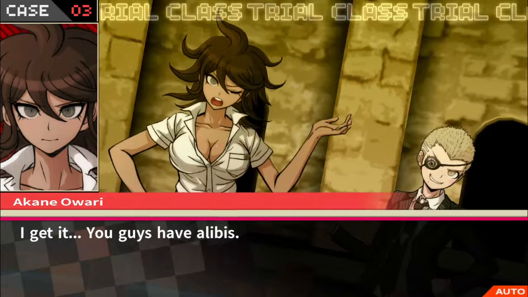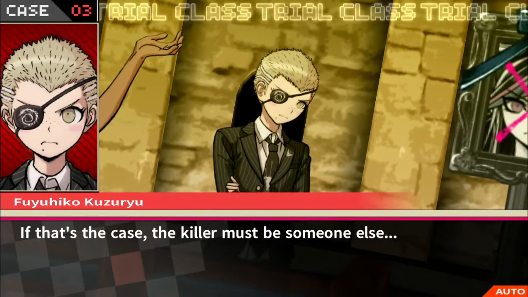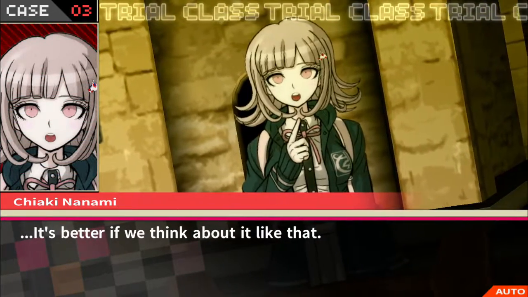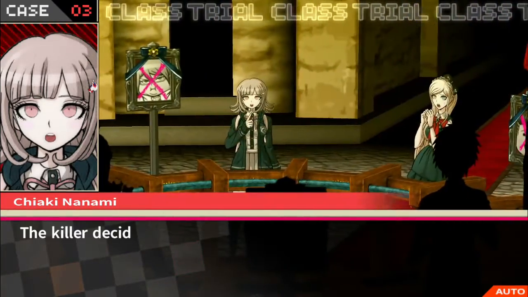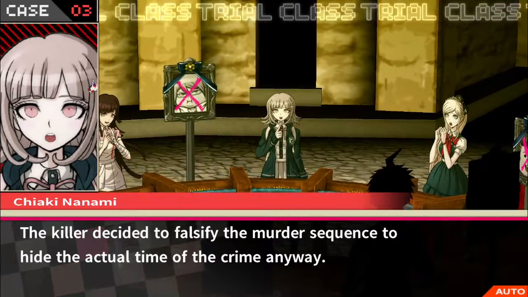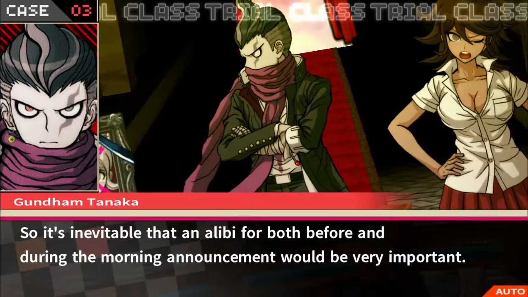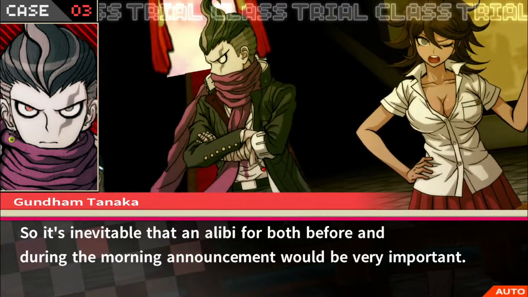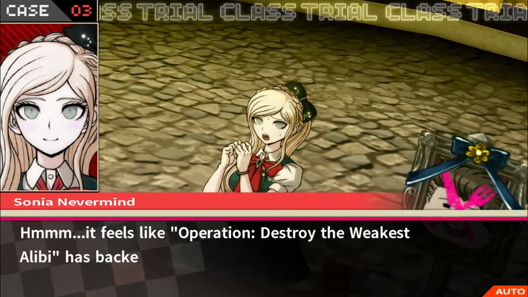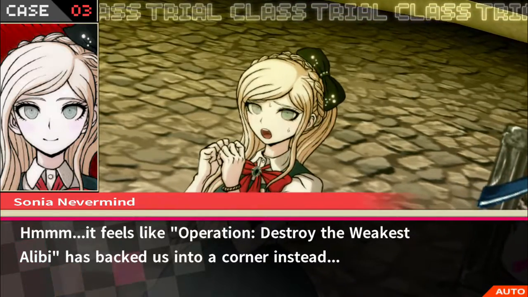I get it. You guys have alibis. If that's the case, the killer must be someone else. It's better if we think about it like that. The killer decided to falsify the murder sequence to hide the actual time of the crime anyway. So it's inevitable that an alibi for both before and during the morning announcement would be very important. It feels like Operation Destroy the Weakest Alibi has backed us into a corner instead.